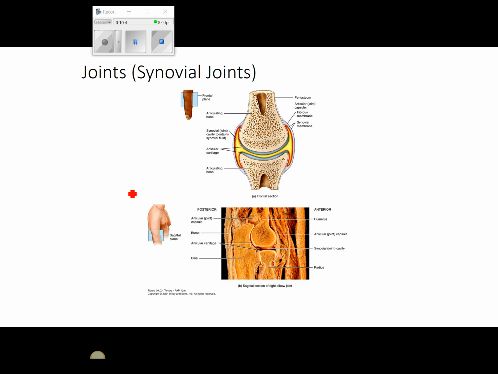Okay, this is showing you a picture of a synovial joint. And if you notice here, you have the two layers of the articular capsule here, and it's your fibrous membrane and your synovial membrane. And this is just showing you the typical structures of a synovial joint. The yellow part here is the synovial fluid.